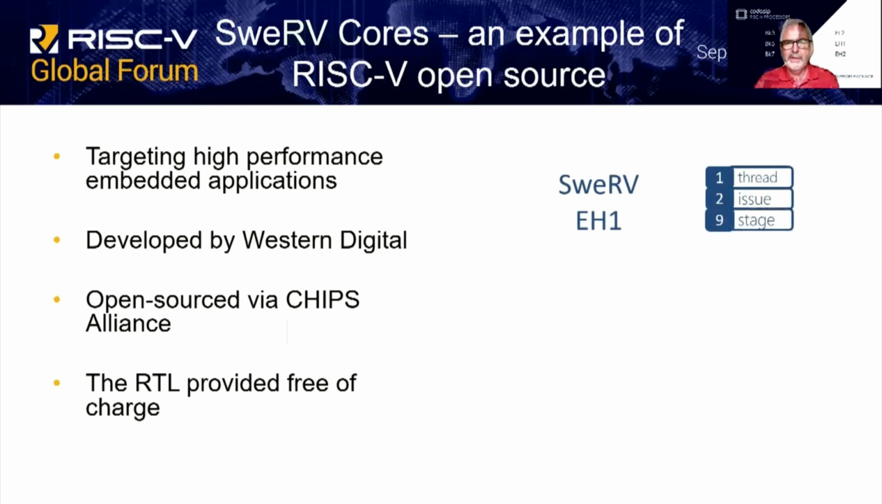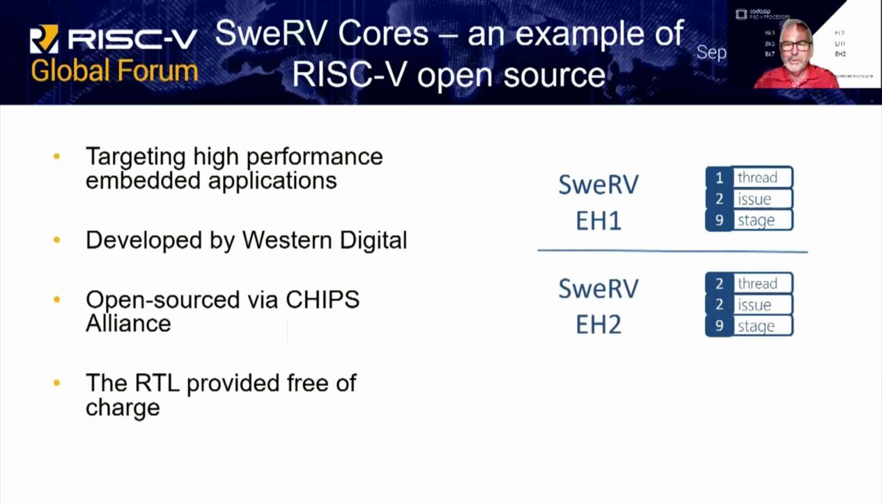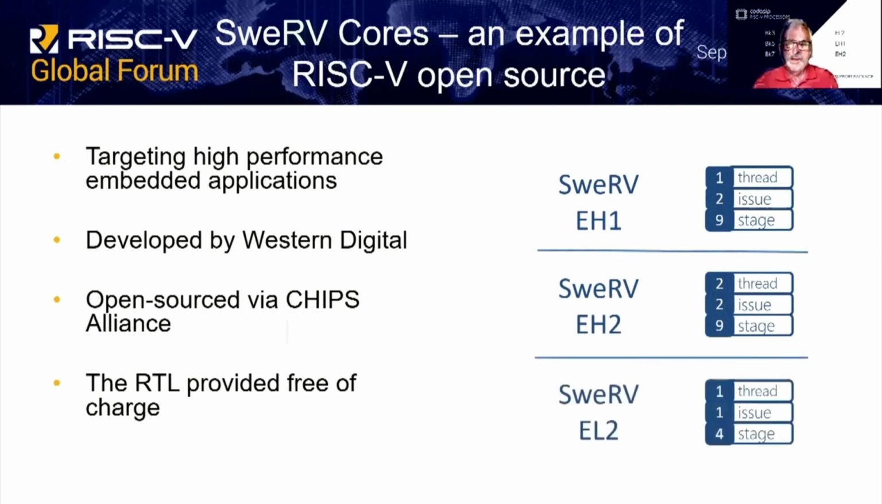The first is the EH1, which is a single-thread superscalar dual-issue core with a 9-stage pipeline, delivering really outstanding integer performance. The second delivers even more performance: it not only has dual issue, but also dual hardware threads. And the third member is the more compact EL2, which has a single thread, single issue, and 4-stage pipeline.